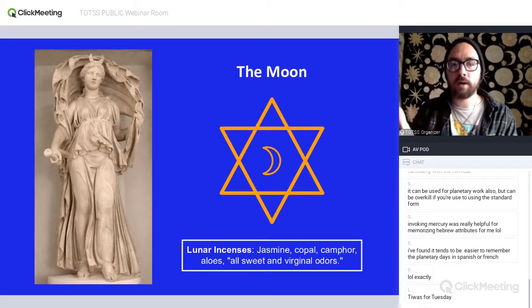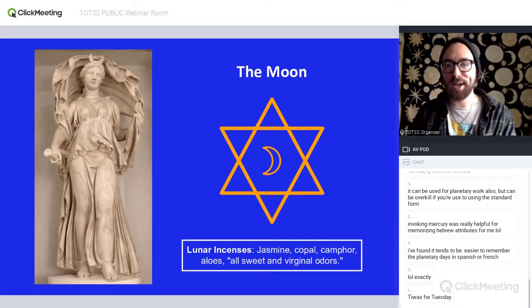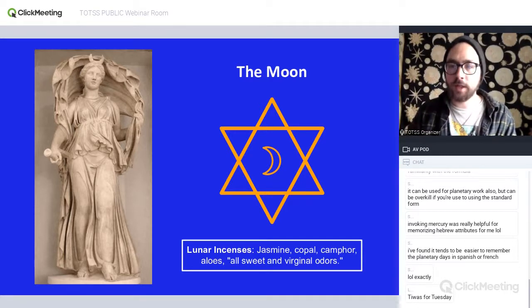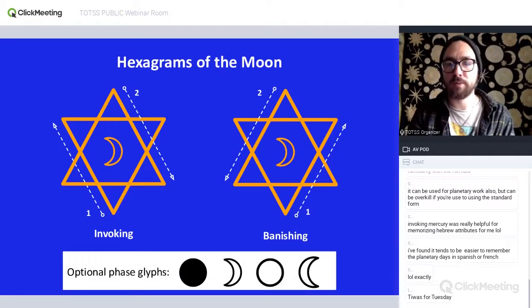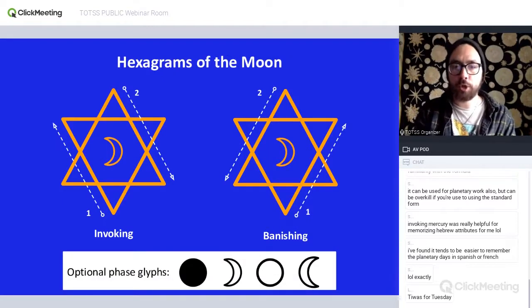All right, now the rest of this, I've got about 30 more slides, but the idea is this really is just for reference. So I've got a few slides for each planet with a list of incenses for each of the planets, as well as the image of their hexagram. And then on the left is an image of Selene, who we talked about 2 weeks ago, the Titan of the Moon. So yeah, suggested incenses. We're not going to go through this all because we've only got about 10 minutes left here, but I'm just showing you what's in the slide deck for your reference.